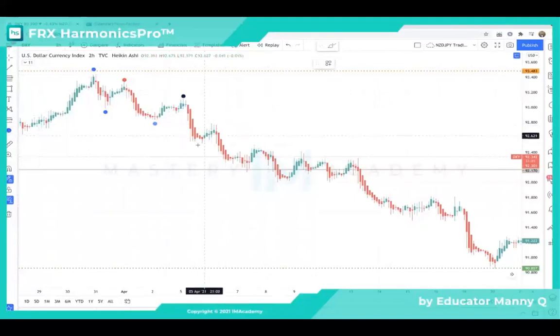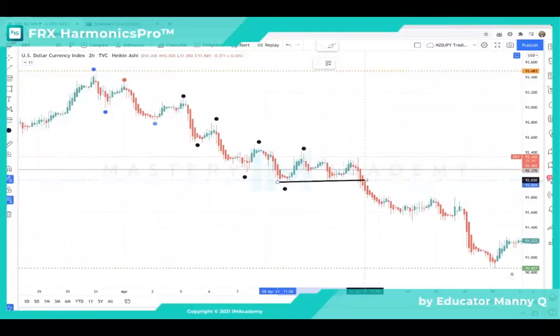Lower high, lower low, lower high, lower low, lower high, lower low, lower high. Still coming, right? This gave us an equal low to this point right over here. So now, here we go. This is where the market paused in trending. So you see how the market stopped at this previous low and began to turn around?